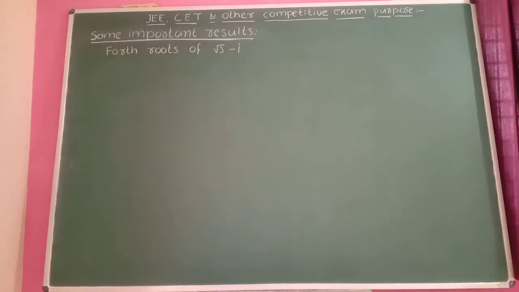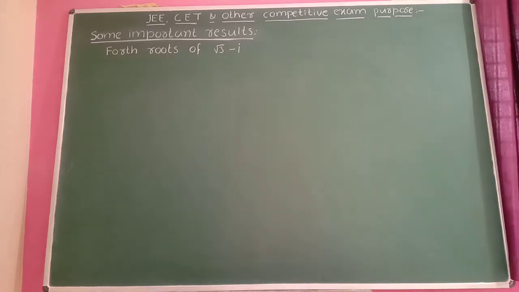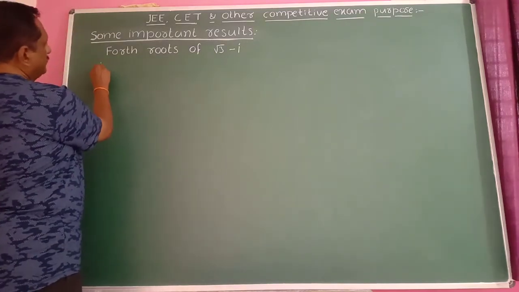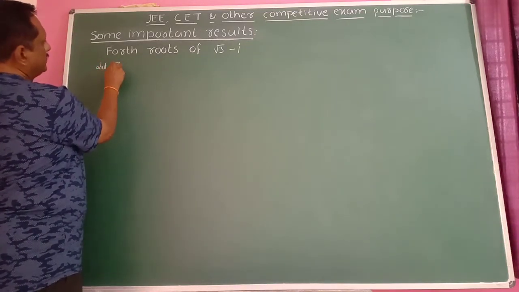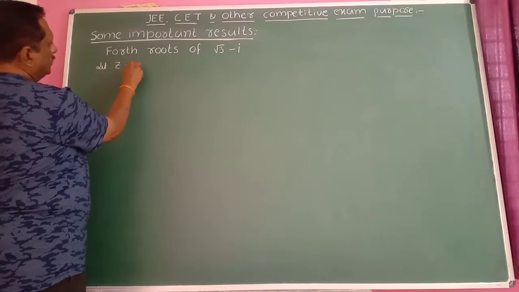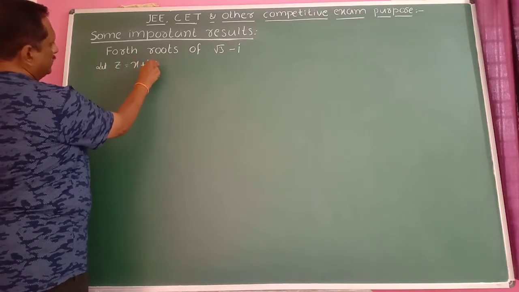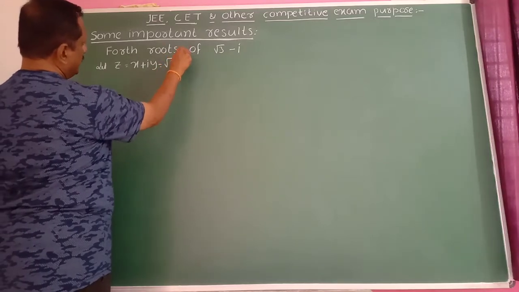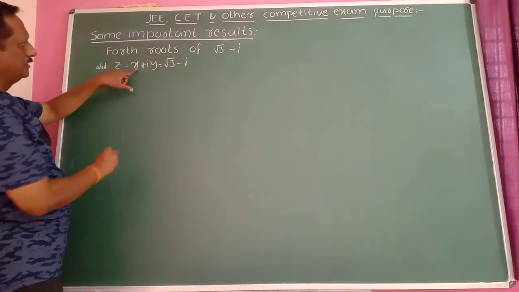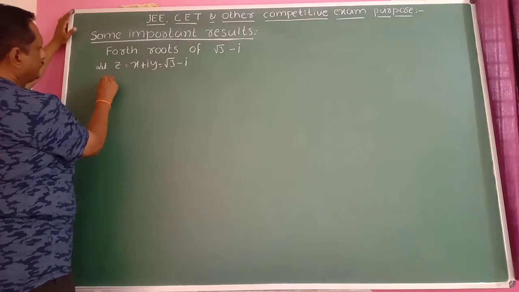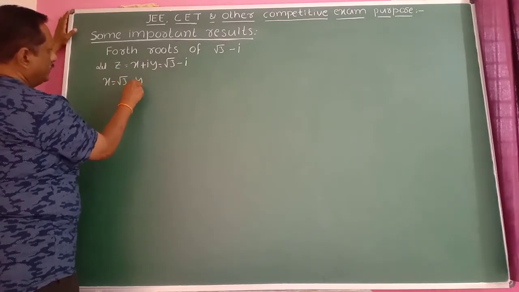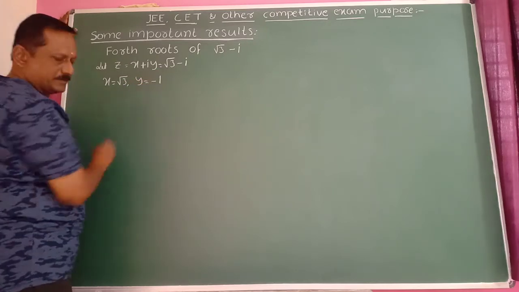So, fourth roots of the complex number root 3 minus i. Let us consider z is equal to x plus i y, equal to root 3 minus i. So here x is root 3 and y is minus 1.